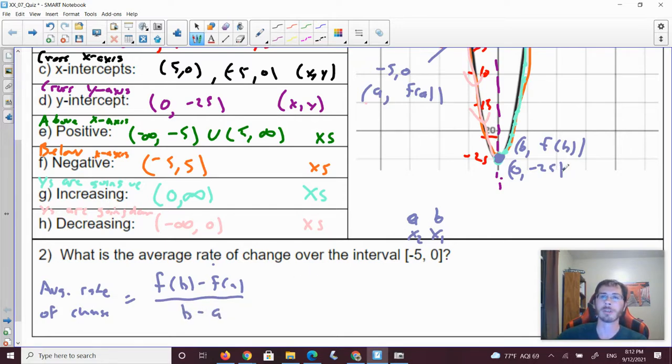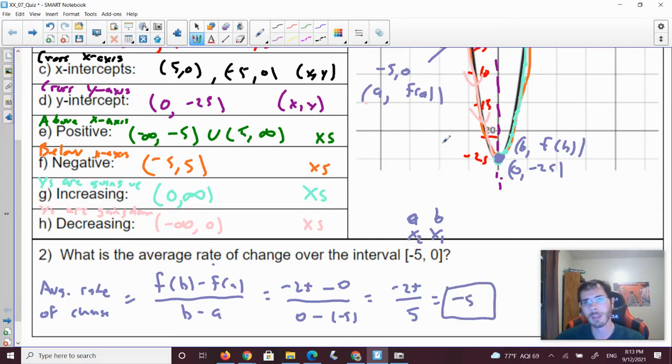And we just plop them in. So f of b is -25. F of a is 0. B is 0. A is -5. All right, we'll simplify. -25 minus 0 is -25. 0 minus -5 is regular 5. And we get an average rate of change of -5.